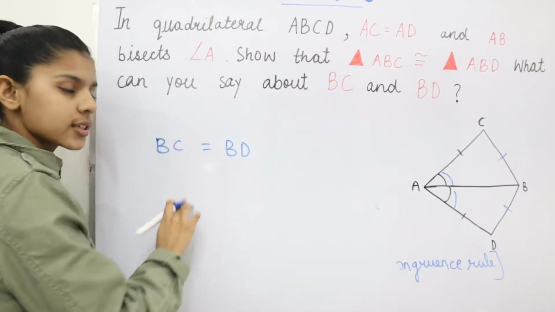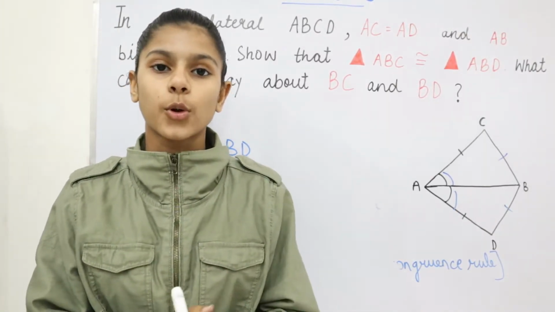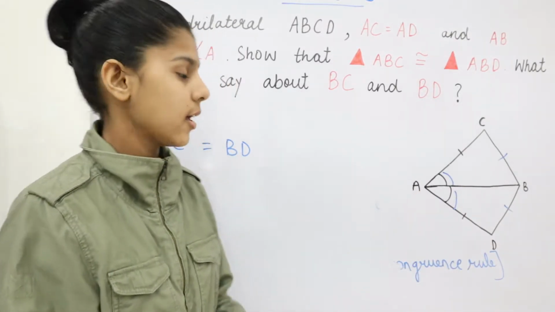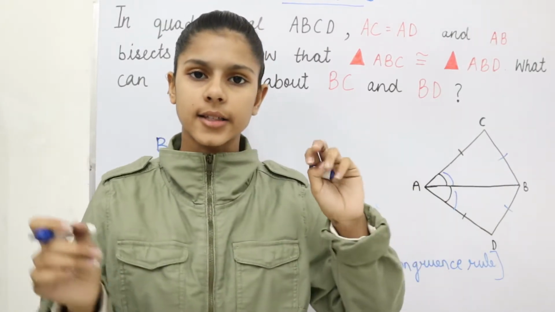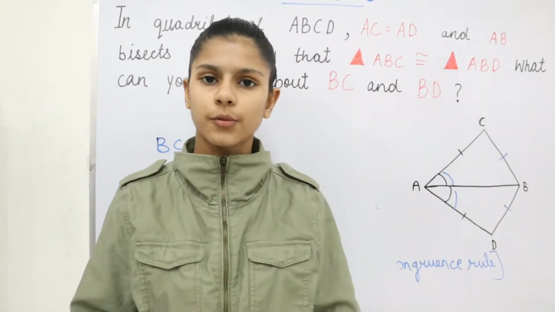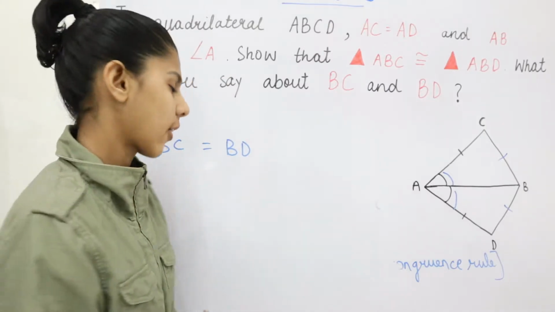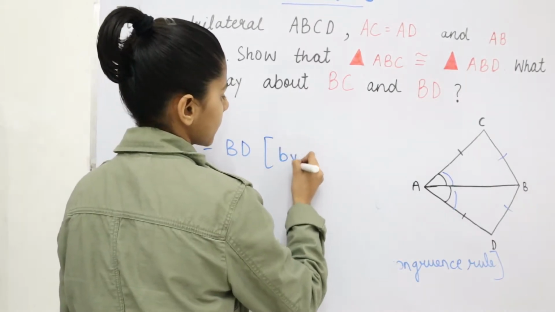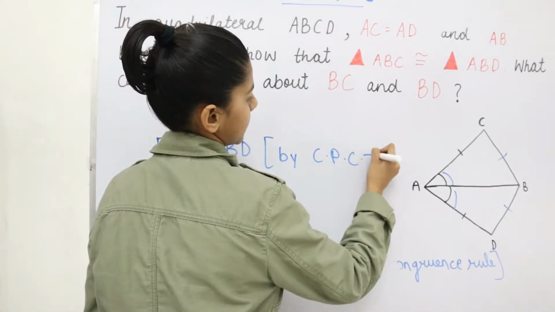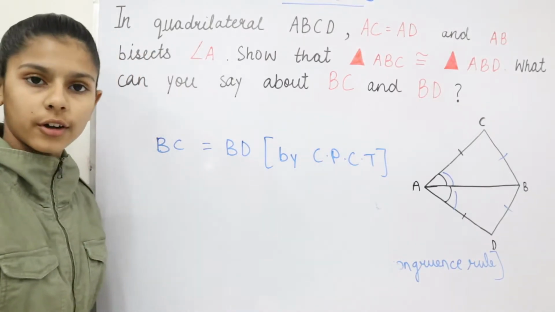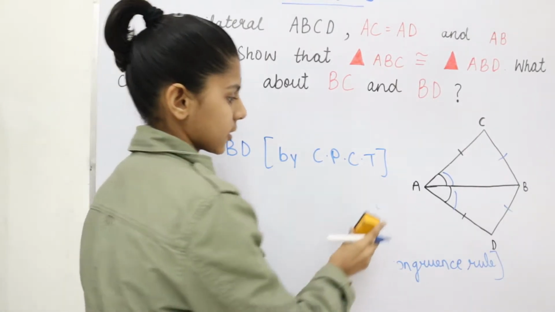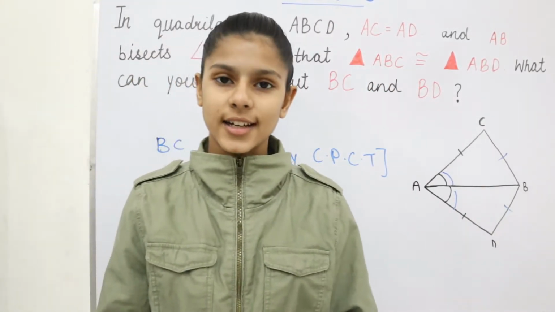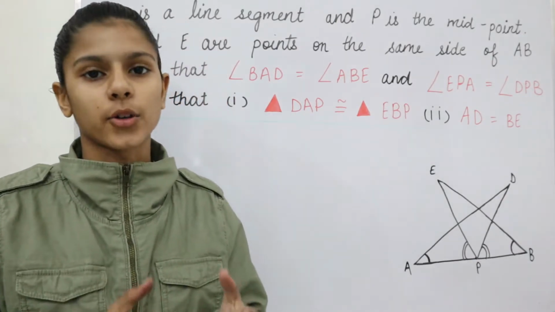I have discussed just now what CPCT is. CPCT means corresponding parts of congruent triangles. When we have proved that these both triangles are congruent, then the corresponding parts will also be equal. So hence we can write that BC is equal to BD, and in the bracket we write by CPCT, corresponding parts of congruent triangles. So this was the reason. Fine, so this was all about the first question. Now let's move on towards our next question.